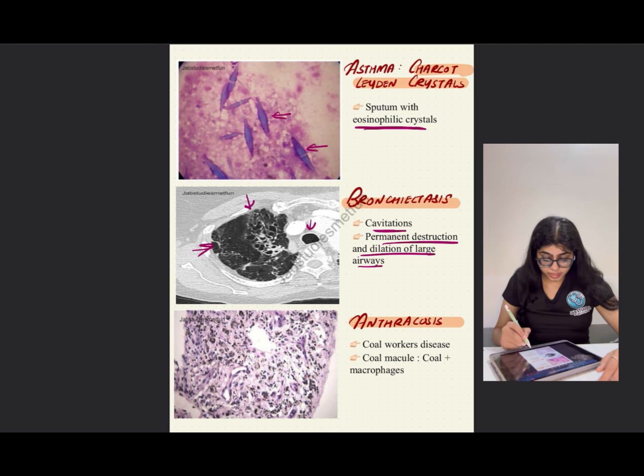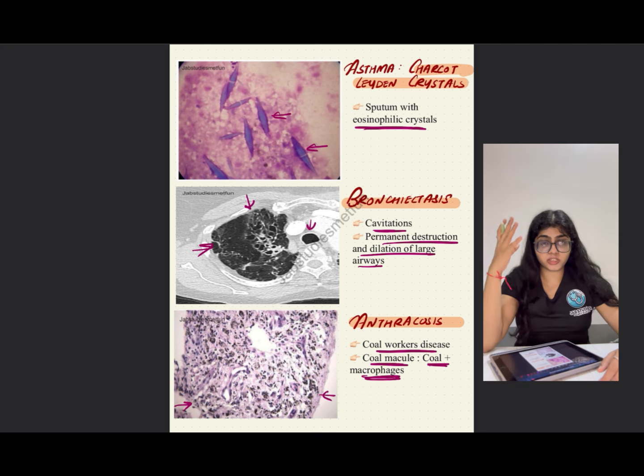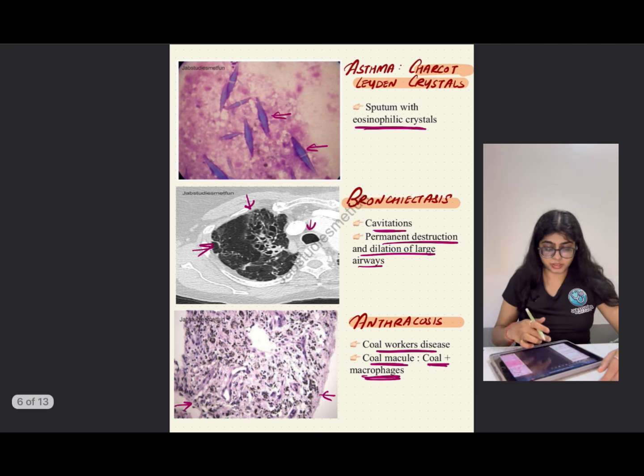Anthracosis. Anthracosis is the deposition of coal inside the lungs. It is also called coal workers disease, and the lesions inside the lung will be a coal macule in which you have coal and macrophage. So this black color stippling in the lung, with the history of the patient's occupation being a coal miner, points to the diagnosis of anthracosis.